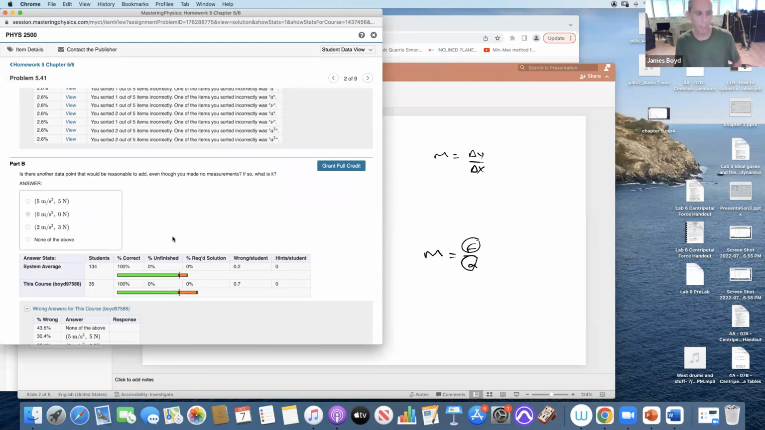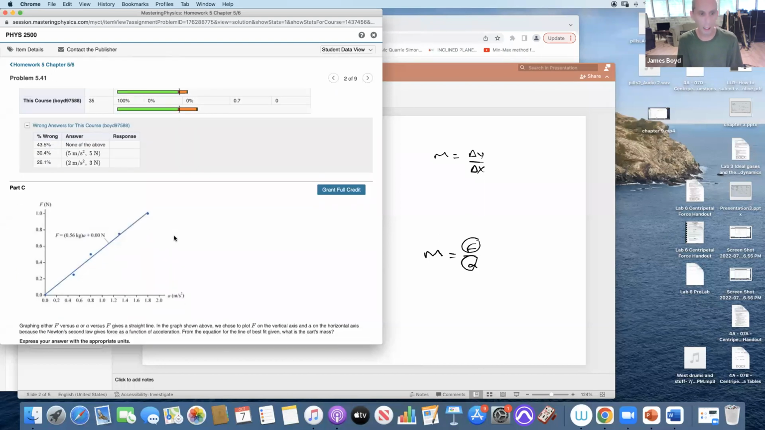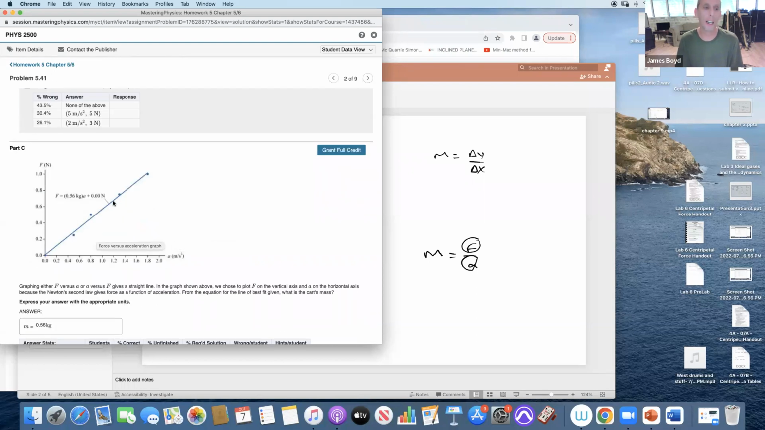Another data point that we could add is, in this case, and it's not usually true, but we expect that if the force is 0, the acceleration is 0. So we can add 0, 0 to our graph if we want. And then finally, when we graph this, y is equal to mx plus b. Since we assume when x is 0, y is 0, or when a is 0, F is 0, we get a slope of 0.56. For an F versus a graph, that gives us the mass. So this isn't too bad.